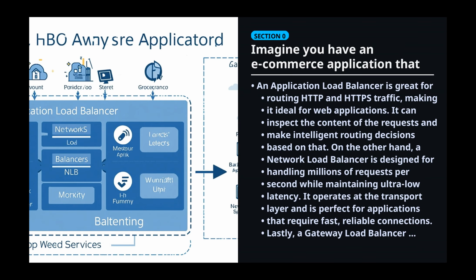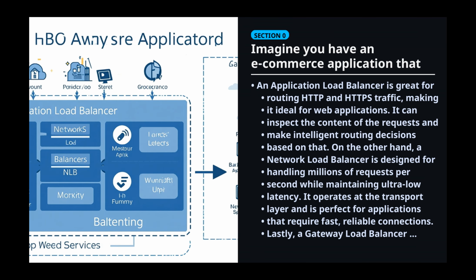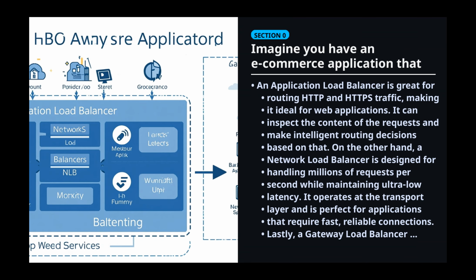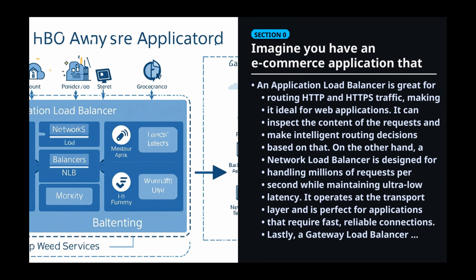An application load balancer is great for routing HTTP and HTTPS traffic, making it ideal for web applications. It can inspect the content of the requests and make intelligent routing decisions based on that. On the other hand, a network load balancer is designed for handling millions of requests per second while maintaining ultra-low latency. It operates at the transport layer and is perfect for applications that require fast, reliable connections.